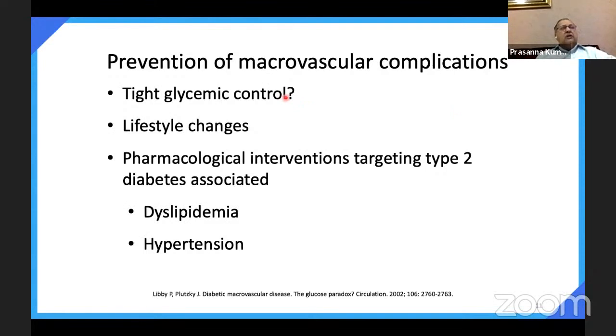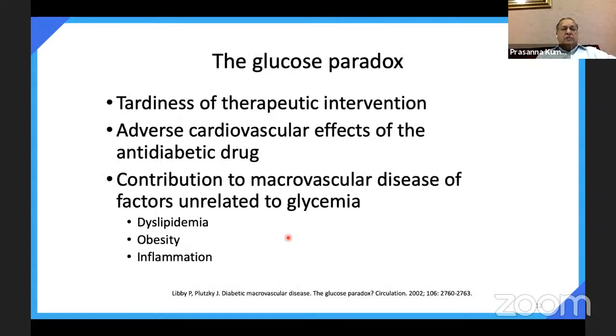Of course, tight control of blood sugar is good. Lifestyle modification like exercising, reducing obesity, stopping smoking are important. Then we have 2 important pharmacotherapies, that is, treat dyslipidemia well and treat hypertension to the target. If you do that, good diabetes control, lifestyle modification, stop smoking, do exercise, reduce weight, and control diabetes and hypertension, 90% of heart diseases, macrovascular complication can be stopped.